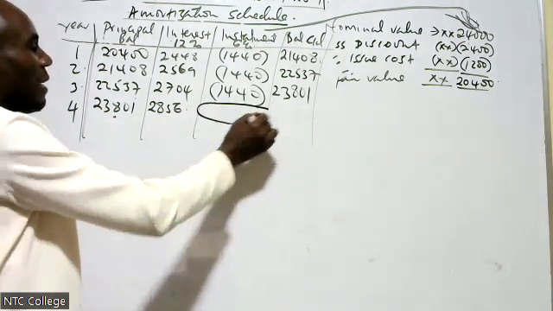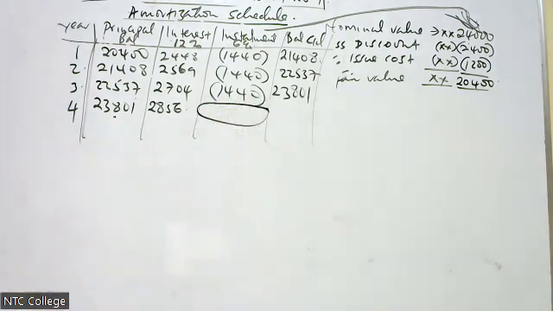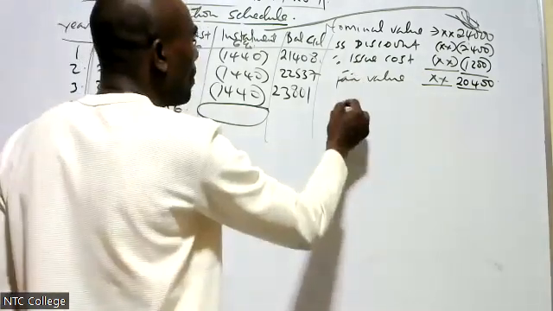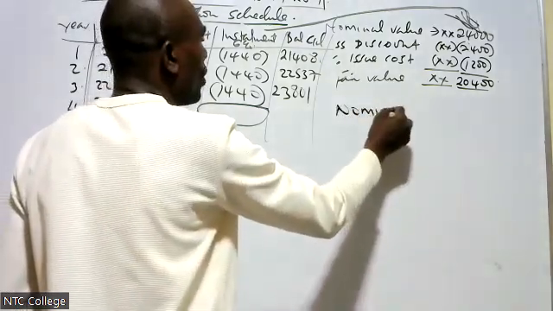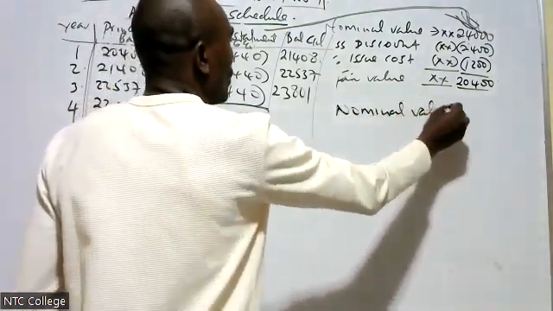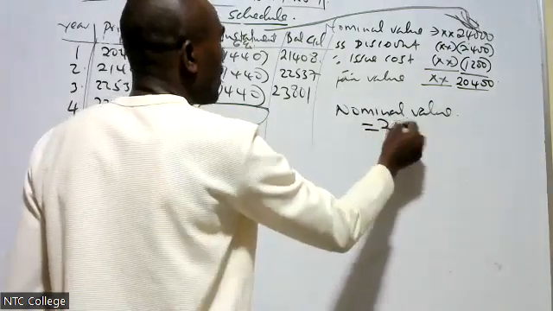In our last year, we are going to pay everything. Then, how much are we going to pay? We are going to pay the nominal value of the bond, which equals 24 million.